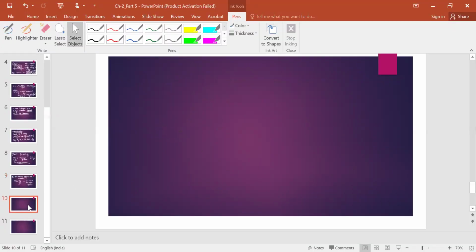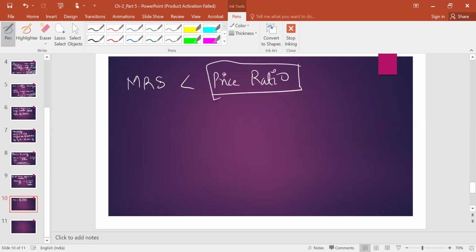So this is an example. This is the homework for you. Just find out what would happen, and give out the reason in the comment section. What would happen if MRS is less than the price ratio? You can take any example, and with the help of that, let me know in the comment section what would happen if the MRS is less than the price ratio. Will the consumer be able to achieve the optimum level or not? So basically, this is your homework, just do it and let me know.